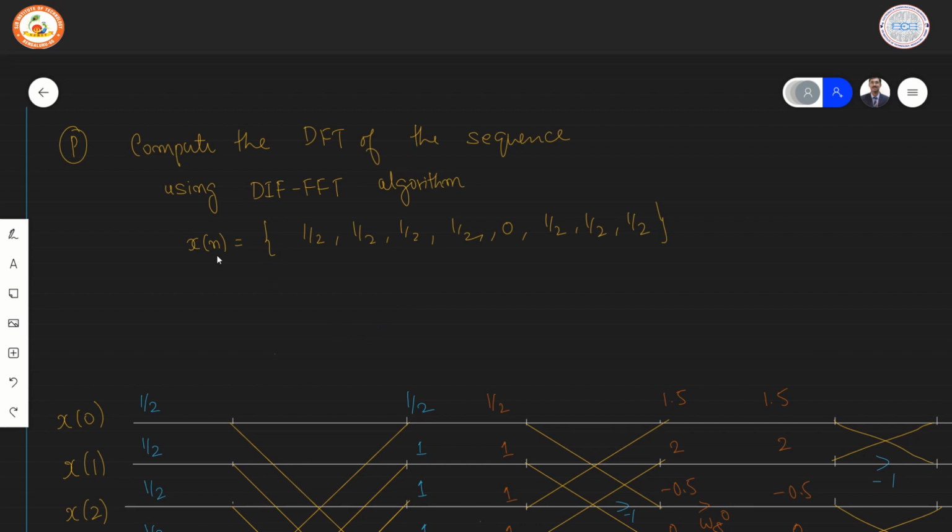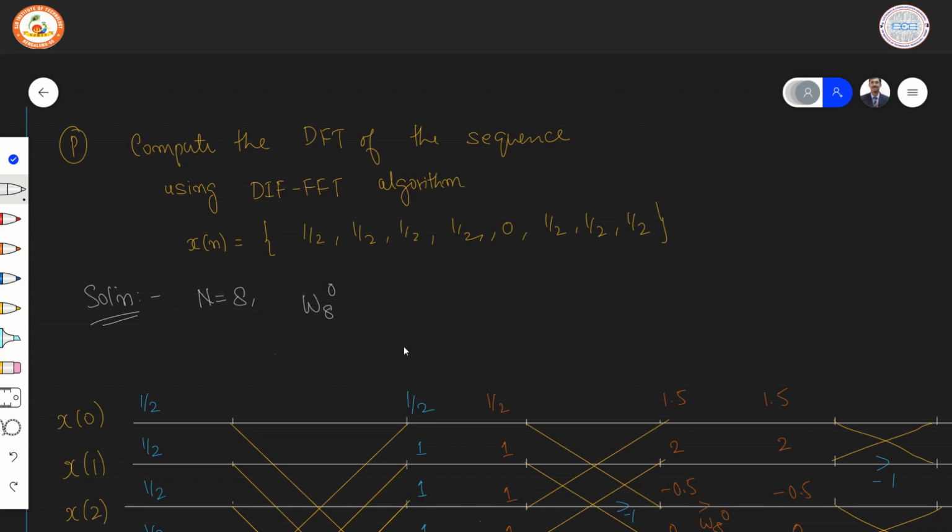The given input sequence x of n is as follows. Now we are aware that we require the first 4 values of twiddle factors. So in the solution, first we need to note that the n value here is 8 and the twiddle factor powers that we need are W8 to the power of 0, W8 to the power of 1, W8 to the power of 2 and W8 to the power of 3.